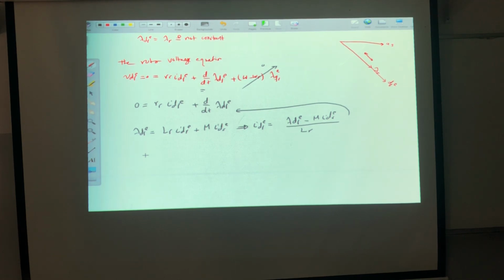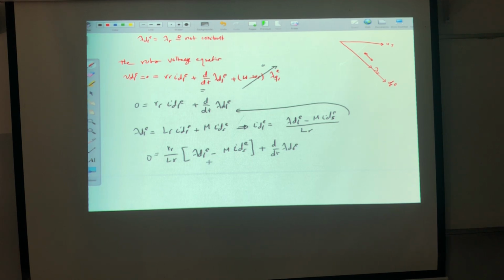R over LR, so 1 over tau R, lambda DRE minus M IDSE over LR. No, sorry, RR over LR. I'm mixing the two equations together. This is 0. So d by dt of lambda DRE.